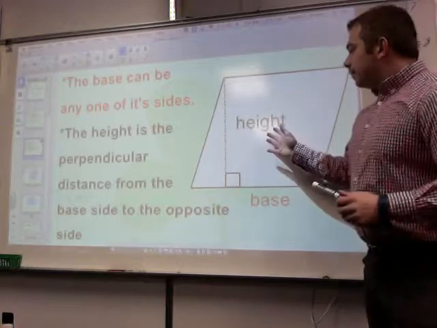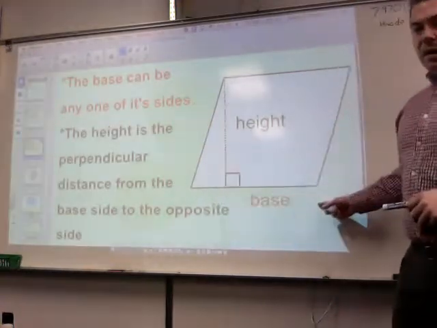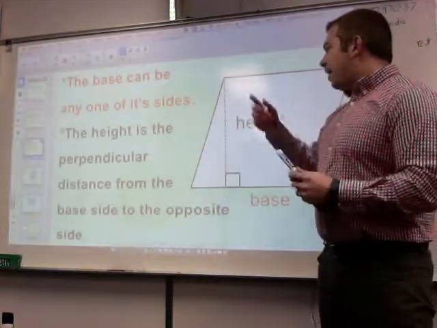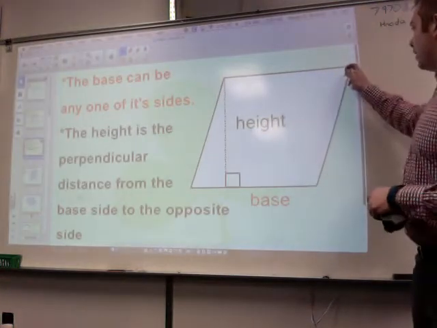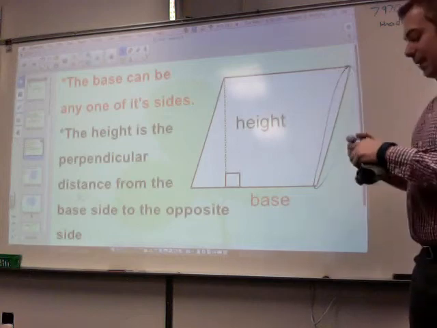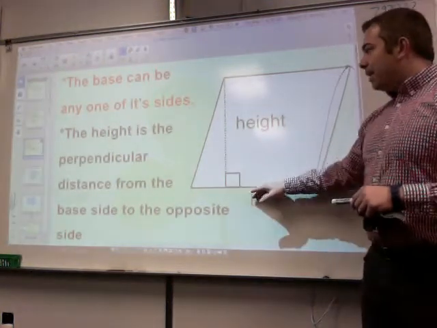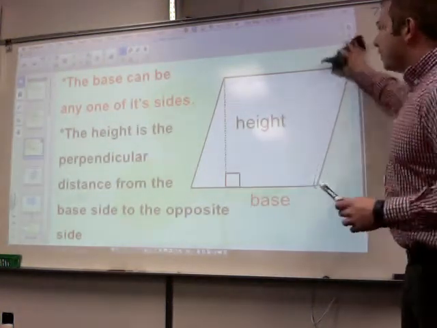All right, so this is the base of this parallelogram, and this is the height, okay? This will not be my height. So here's the confusing part. This line right here is not my height. The height is a straight line from the base to the top. So I'm just going to read this right here.